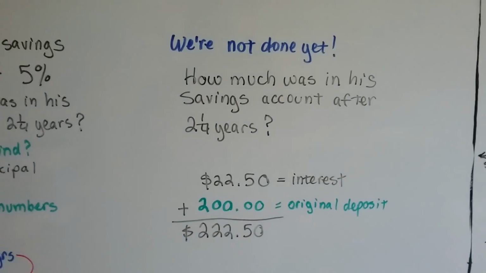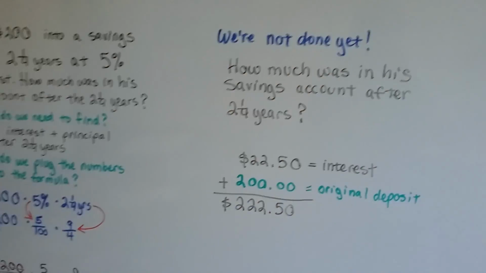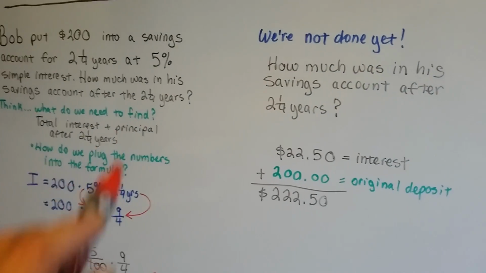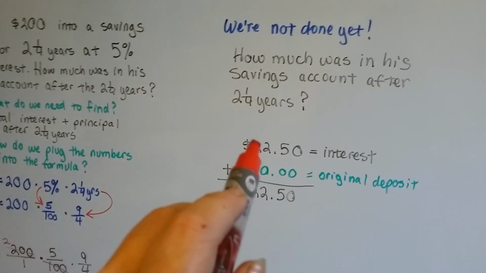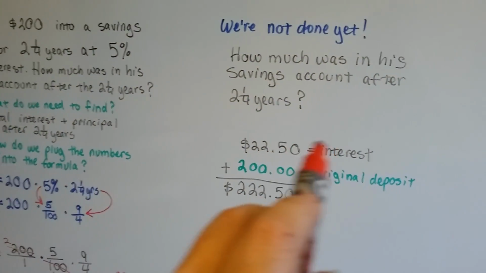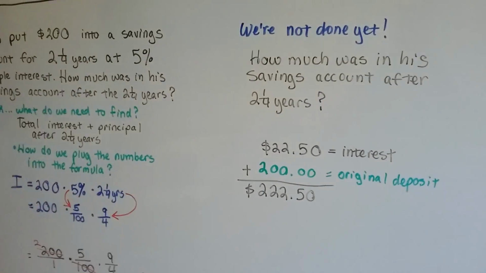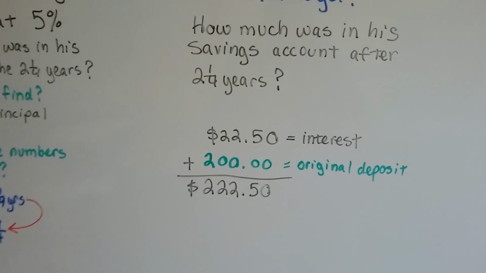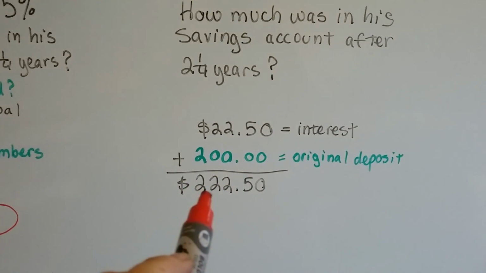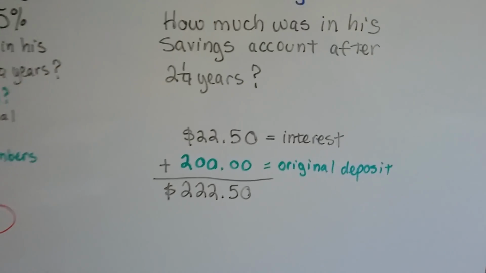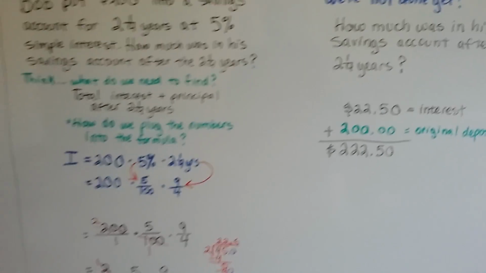Are we done? No, we're not done yet. It said how much was in his savings account after 2 1/4 years. So we have $22.50. That's just the interest. We need to add the original $200 deposit to it. So we do, and we get $222.50. See? That wasn't that hard, was it?